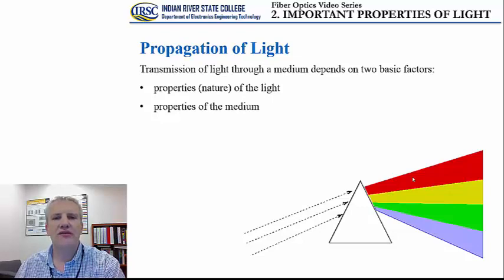So we are going to visit each of these two basic aspects of light propagation and try to understand how they affect the behavior of light and its information capacity when light carries information either in free space or specifically in the case of fiber optics, as the light propagates along an optical fiber.